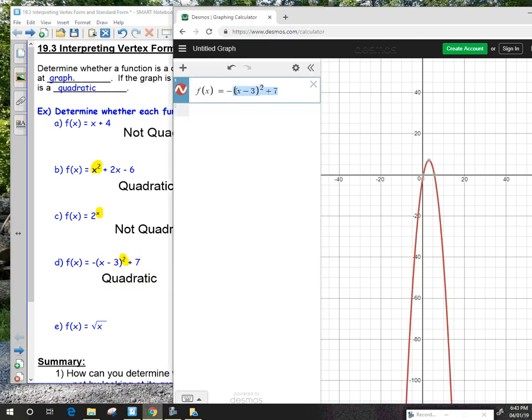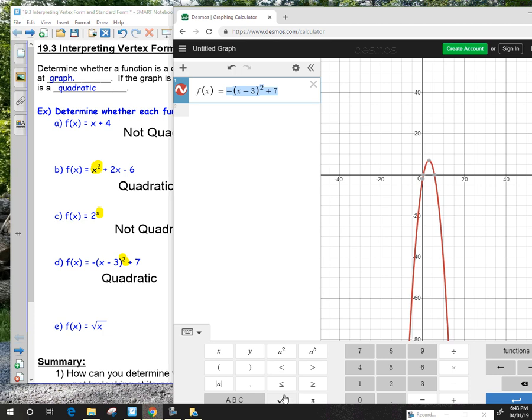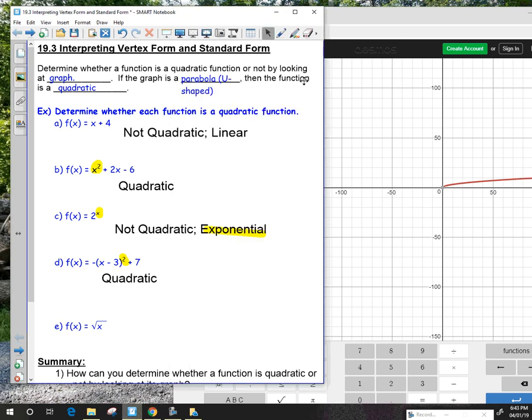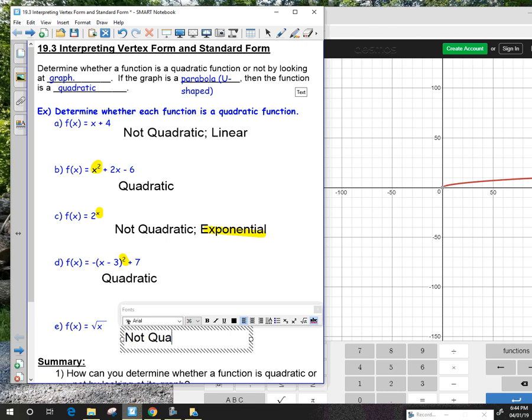And my last one, f of x equals the square root. I'm going to have to pull up my keyboard here to find my square root. There it is down at the bottom next to the ABC, my square root of x. Oh, look at that. It's not a U, but it's a little curve that is not a line, it's just curved out to the side. So this one is not a quadratic. It's actually not linear or exponential. It's a different type, a square root function. You don't have to worry about that, but I do want you to notice that this one is not quadratic.